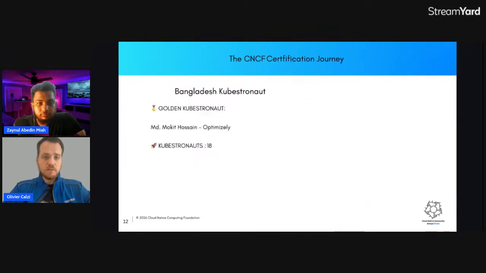And so in Bangladesh, I was able to see that you have one Golden Kubestronaut, and forgive me if I say the name wrong, Mokit Hossain from the firm Optimizely, and you are up to 18 Kubestronauts. And I'm sure that at the end of the year, this number will have grown drastically.